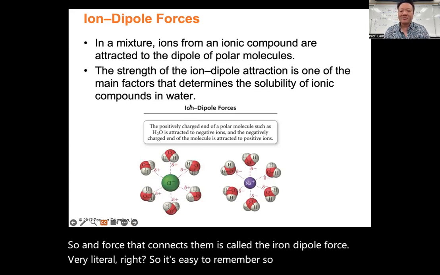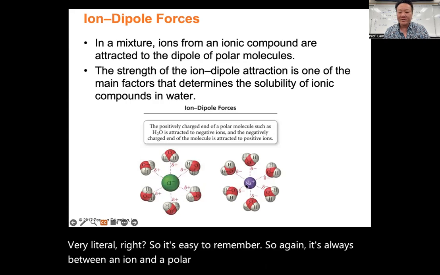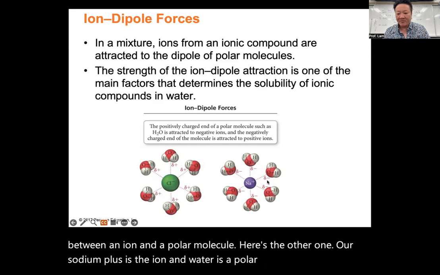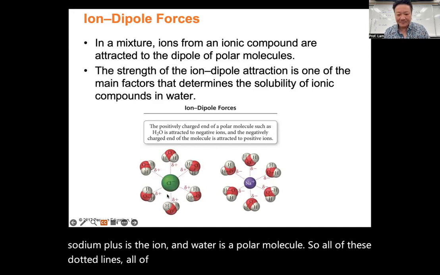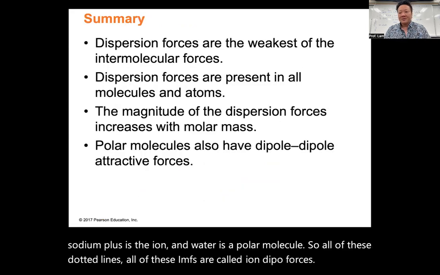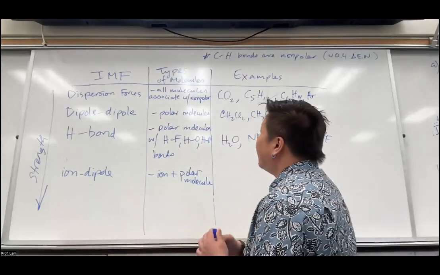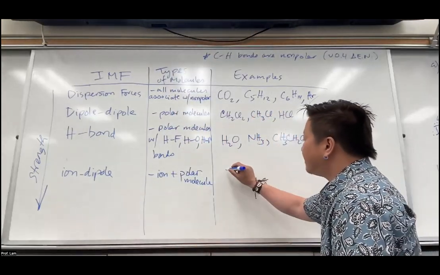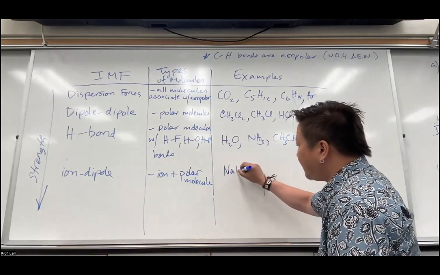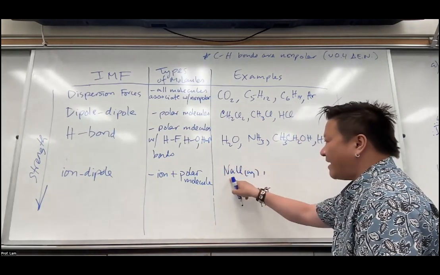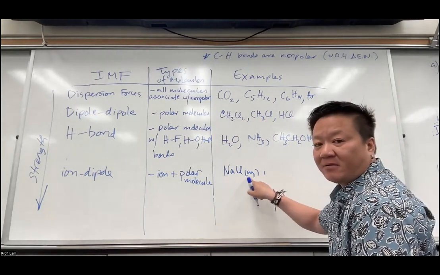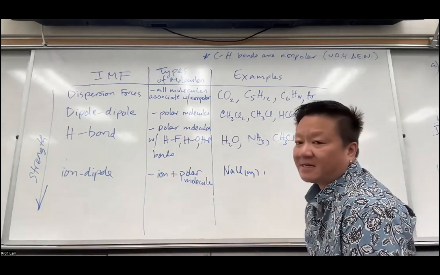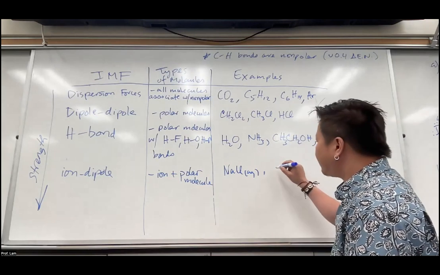So again, it's always between an ion and a polar molecule. Here's the other one. Our sodium plus is the ion and water is a polar molecule. So all of these dotted lines, all of these IMFs, are called ion dipole forces. Okay, all right, so let's complete our table. Examples would be NaCl aqueous. So look for that. If you see an ionic compound with aqueous next to it, it has ion dipole forces.